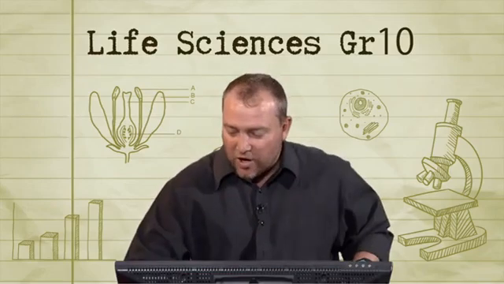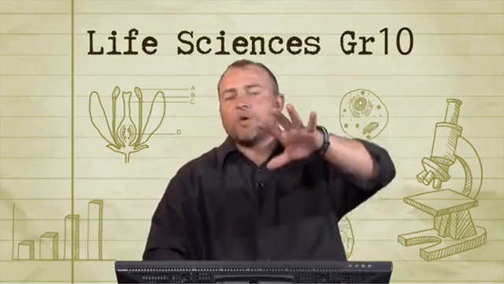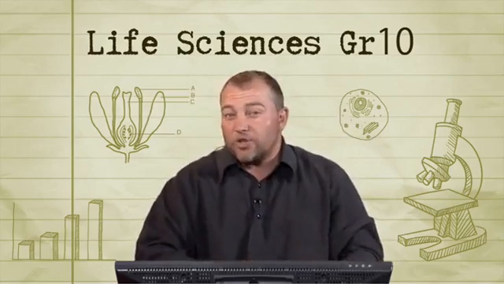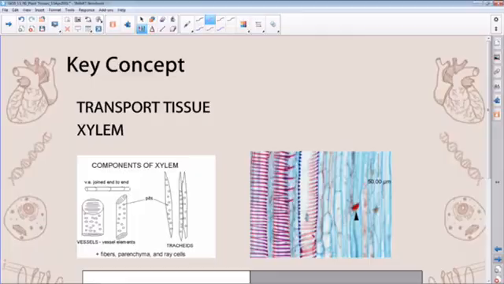Now we've got the next two. Remember, we've been talking about your not so complex tissue. Now we're going to go to the complex one, which means we're going to look at xylem and phloem. Your transport tissue, and this is your xylem. Xylem is water. This one transports water.